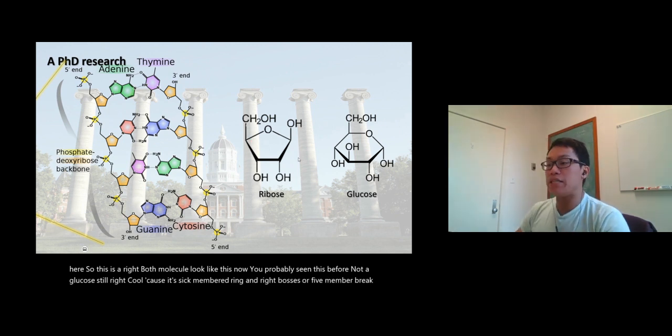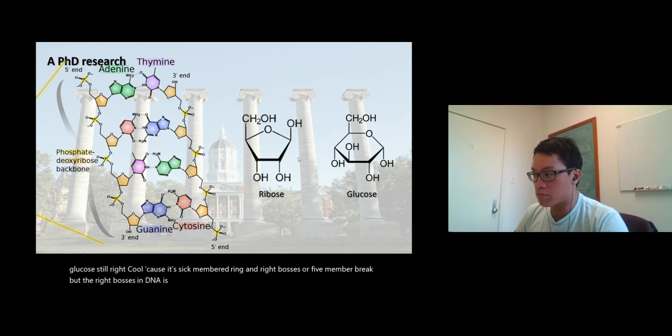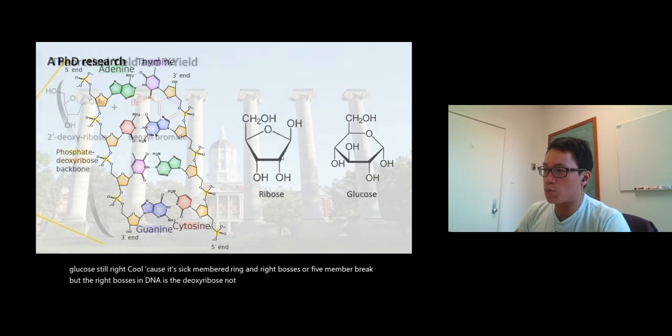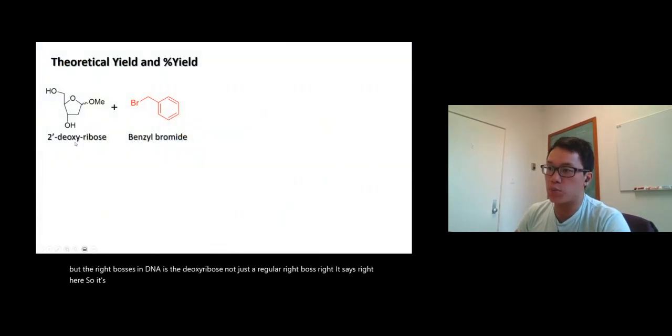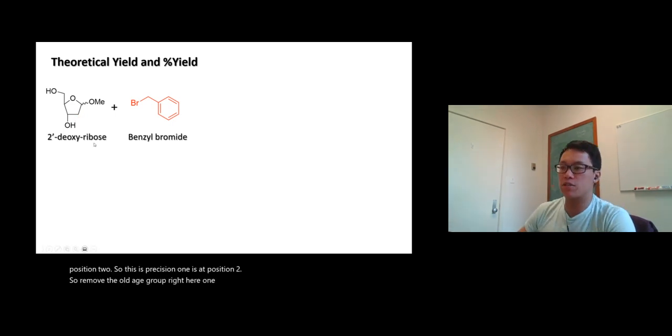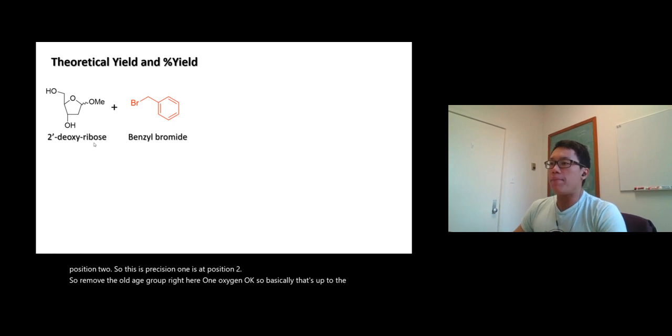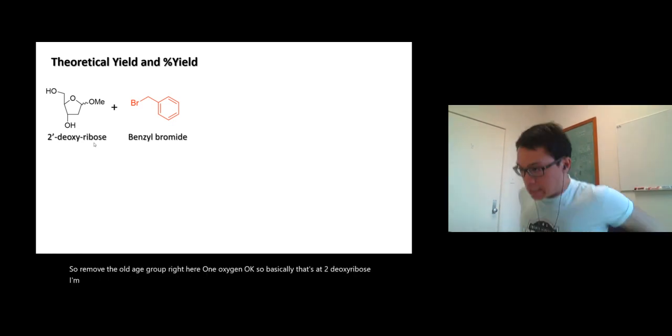But the ribose in DNA is a deoxyribose, not just a regular ribose. It's 2' deoxyribose, which means deoxy: remove the oxygen at position 2. This is position 1, this is position 2. So remove the OH group right here, 1 oxygen. Basically that's it, 2-deoxyribose.